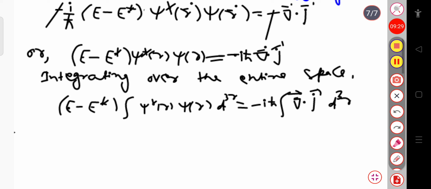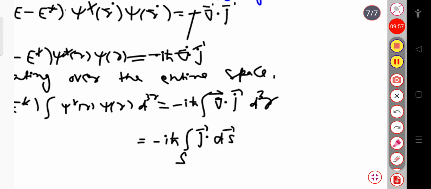So if I apply the Gauss divergence theorem, then this expression also can be written as equal to minus i h bar, this volume integration because of d cube r, this volume integration can be converted to the surface integral, that is over S, the integration of j dot dS, this is your dS vector. Okay, so here we have applied the Gauss divergence theorem.